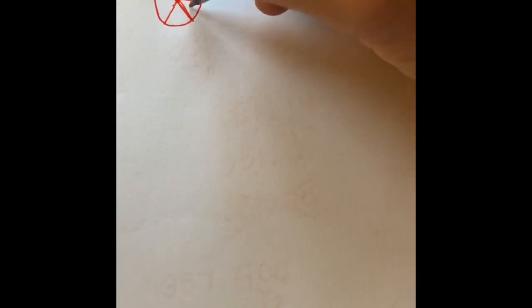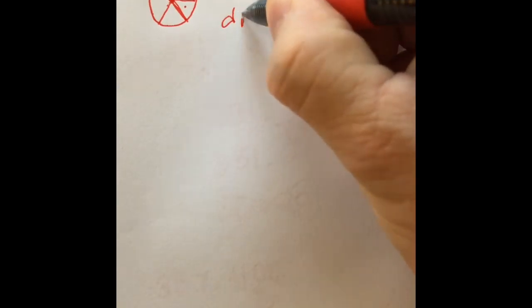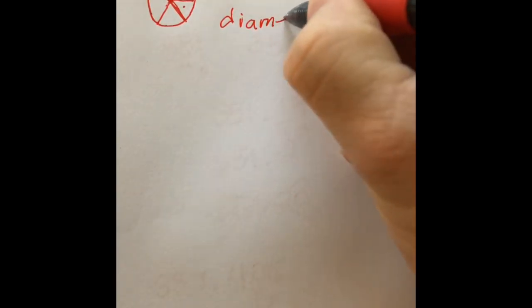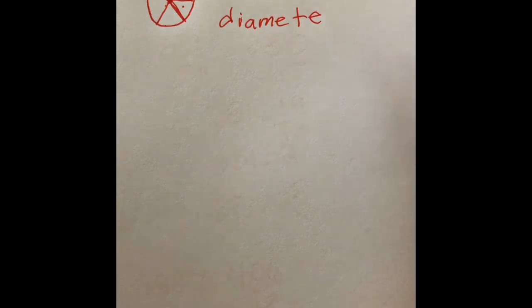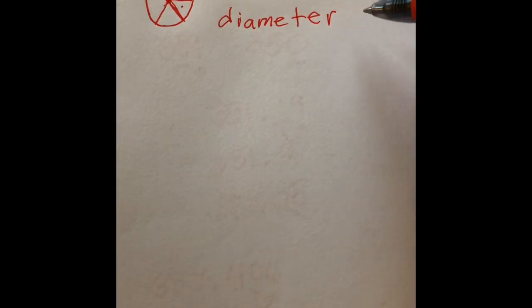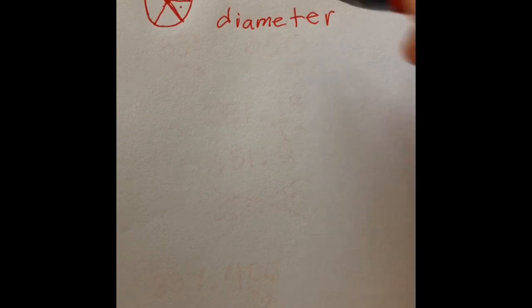Now, let's look at these two right here. I have one radius, two radii. The diameter is the distance across a circle, and it goes from one side of the circle to the other side of the circle through the center.